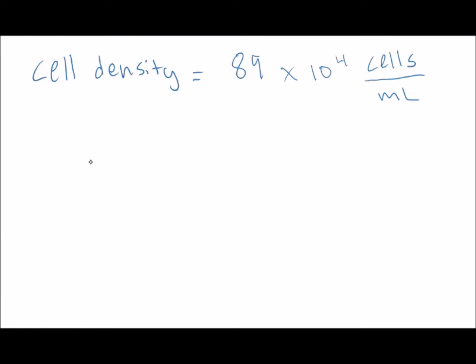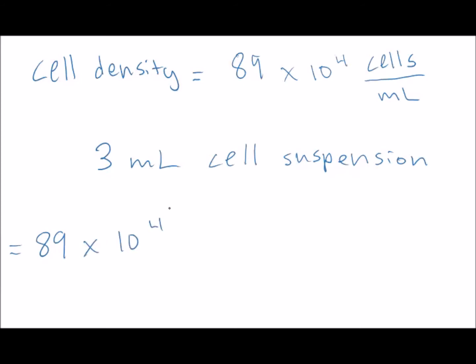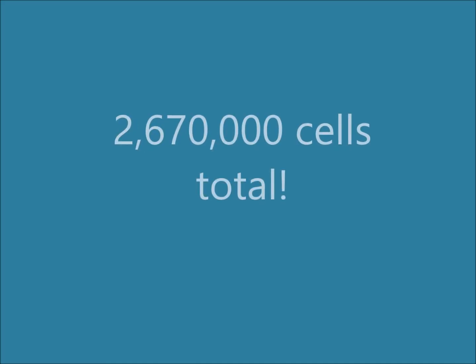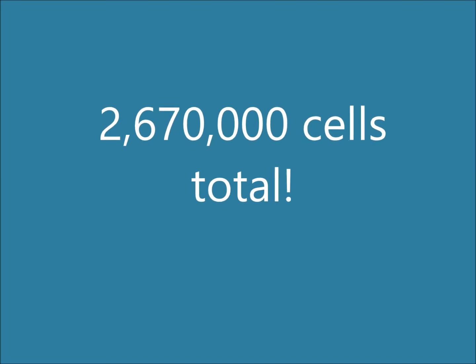Using the cell density, we can actually calculate the total number of cells that may have been on the plate. For example, if we have 3 ml of total cell suspension that were from the plate, then we can take the 89 times 10 to the 4th cells per milliliter and multiply it by 3 ml to get a value of 267 times 10 to the 4th cells total on the plate. We had a little less than 3 million cells total.